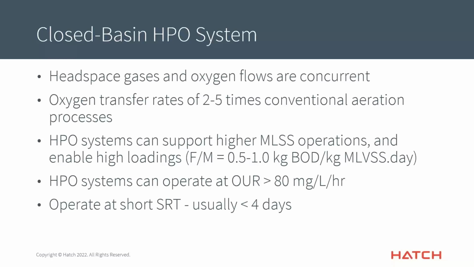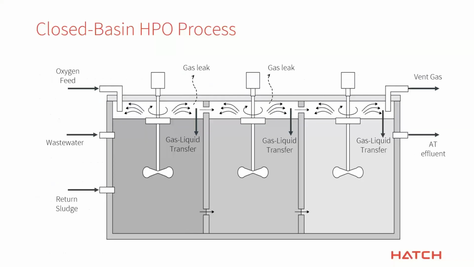You can get a lot more oxygen into the system, and therefore a lot more growth, a lot more mixed liquor, higher F/M ratios, etc., because you can now have that larger amount of growth supported by getting that oxygen in faster. So a lot of these systems do operate at shorter SRTs, and I think that Oceanside plant actually had quite a short SRT when I was visiting them back in the day.